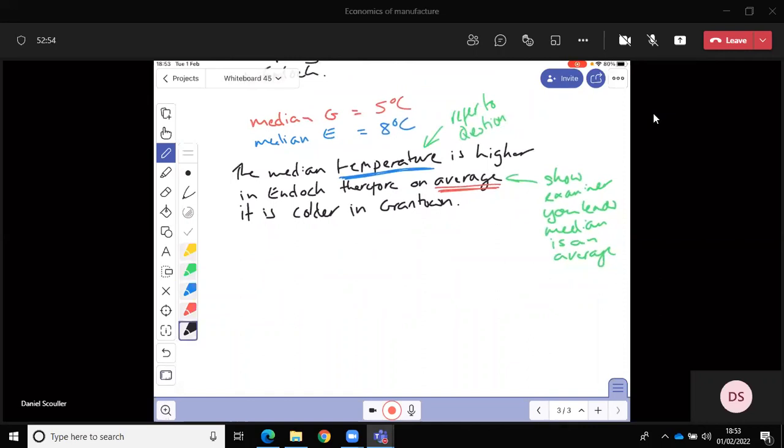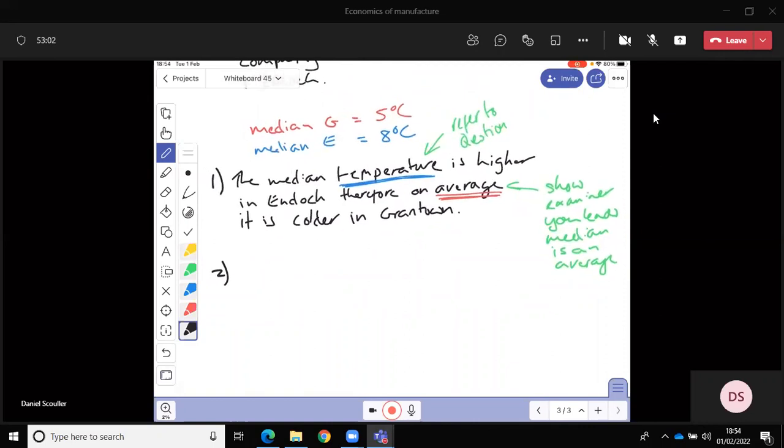Same again, so that's your first statement. I asked for 2 statements. The second statement should be about your semi-interquartile range. You don't need to write this out again. Your semi-interquartile range for Granton was 2.25.